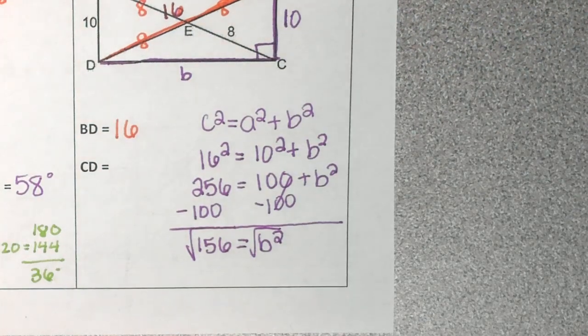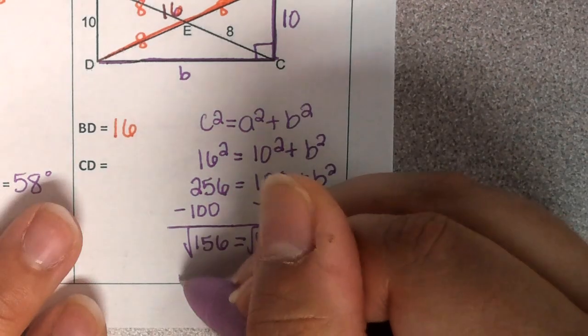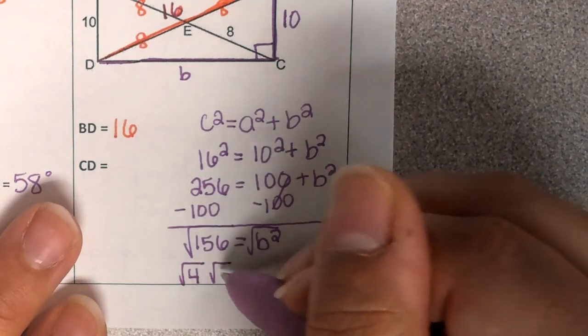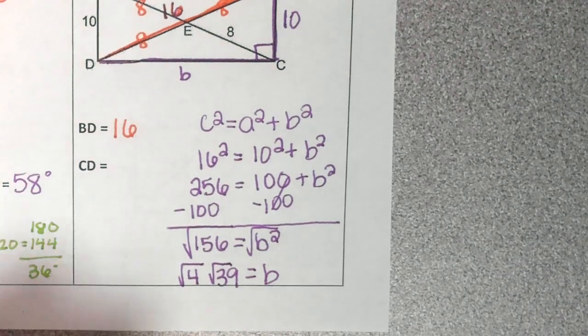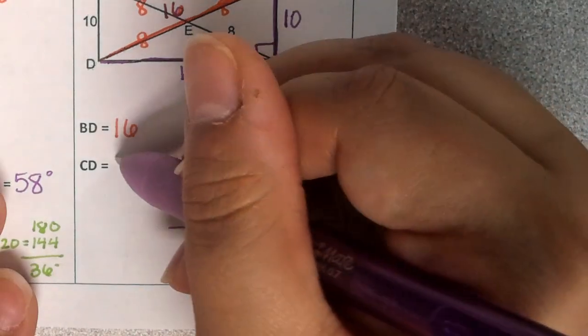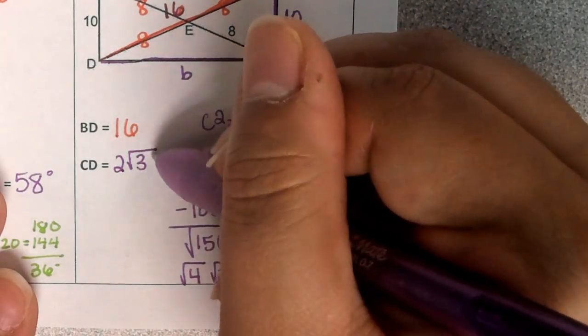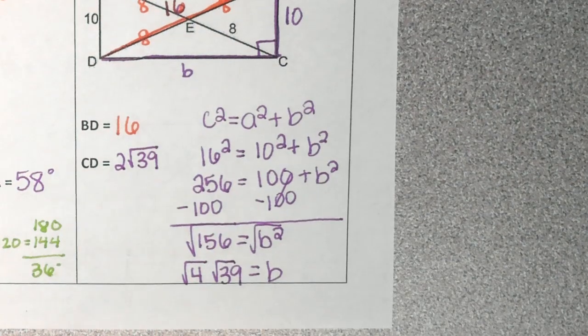156 is not pretty. But it does divide by 4. 4 times what? 39. The square root of 4 times the square root of 39. So what is my answer? I know I did that very fast.